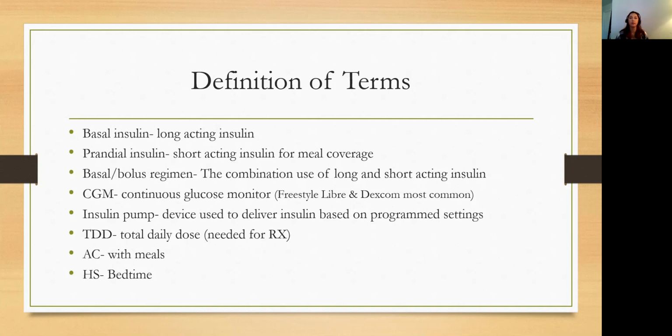This is like your Freestyle Libre and Dexcom that you wear on your arm, and it gives you a continuous reading of your blood sugars. An insulin pump is a device that's used to deliver insulin based on program settings. TDD is your total daily dose, and this is for insulin. You need to be able to figure out your total daily dose when you're dosing insulin to do your prescriptions, because the pharmacy always asks for it. And then AC means with meals and HS is with bedtime.